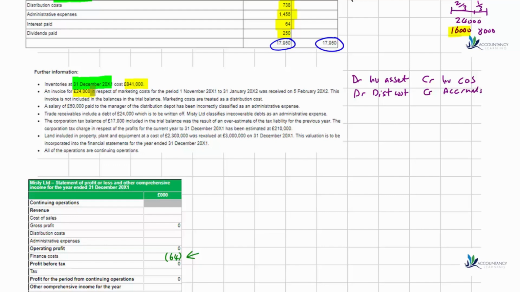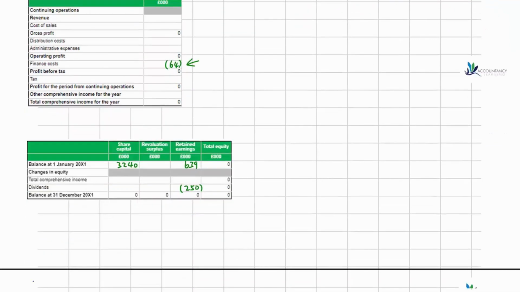Next then, a salary of 50,000 paid to the manager of the distribution depot has been incorrectly classified as an administrative expense. So that means we need to remove it from the administrative expenses and put it into distribution costs instead. So our double entry is to debit the distribution costs and credit the admin expenses, with the 50,000. So let's look at our workings.